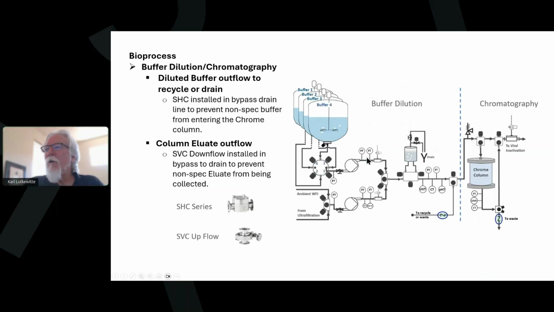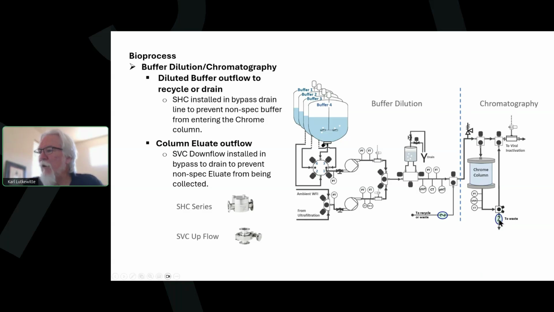And similarly, on a buffer dilution system, an ILD system, again, same setup. If non-spec buffer comes through, and this happens a lot, by the way, because it takes a while for the pumps and flow rates to get the spec buffer, what will happen is they'll bypass the diluted buffer to recycle or waste until it meets the required dilution parameters to be used in the chrome column. Similarly, downstream of the chrome column, if the eluate is not what is needed, it'll be bypassed to drain until such time it meets spec, and then this drain valve will close.